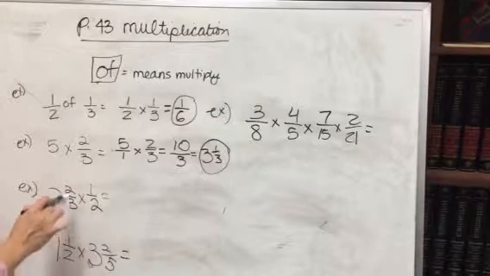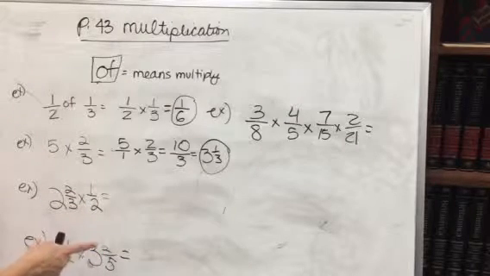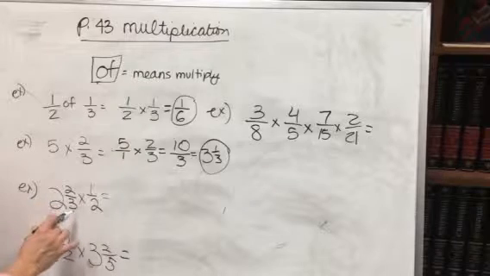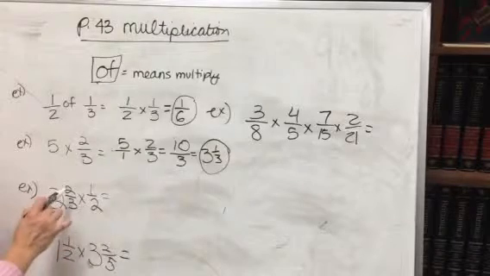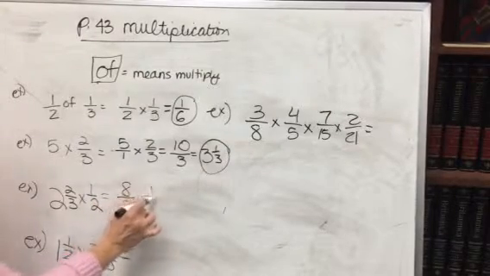Now, when I have a mixed number times a fraction, I can't just multiply whatever I want to. I have to actually change the mixed number into an improper fraction. 3 times 2 is 6, plus 2 is 8. So I'm changing this to 8/3 times 1/2.